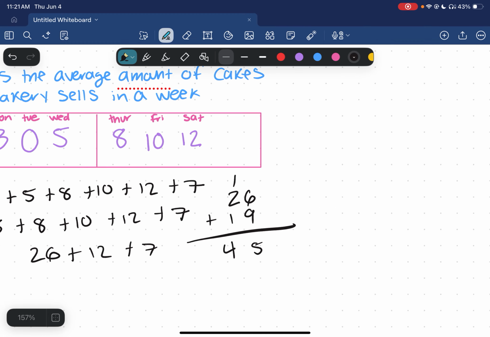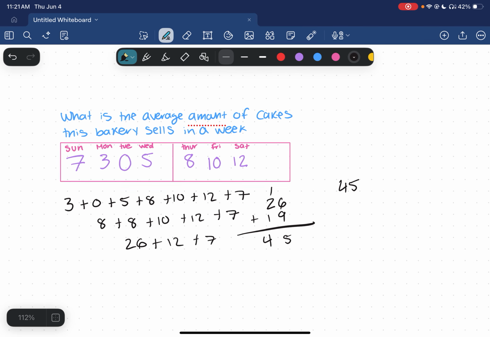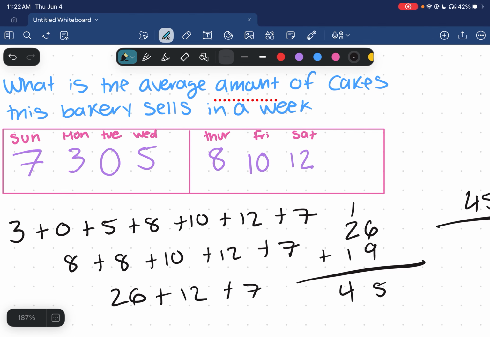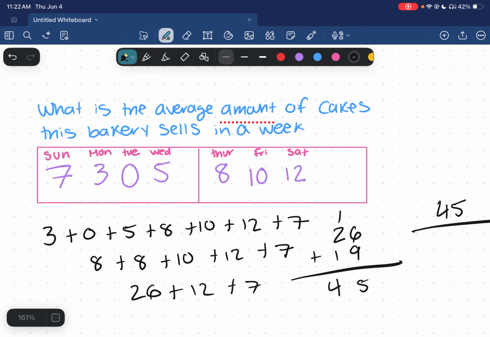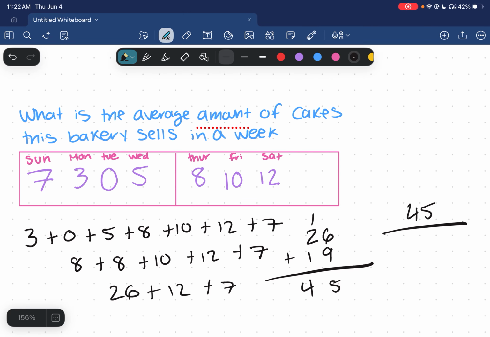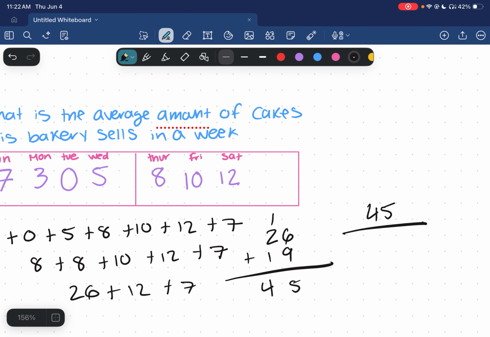All right, and then we take 45, which is the sum of all of these cakes, and then divide it by the number of data that we have. So although on Tuesday they sold 0 cakes, we still count that because it is a day of the week and it is the amount of data that we have. So we're going to take 45 and divide that by 7.